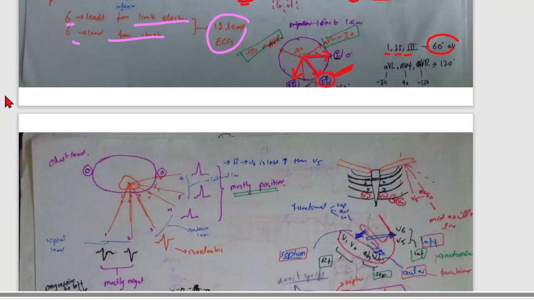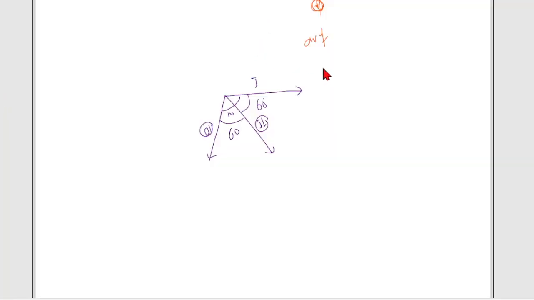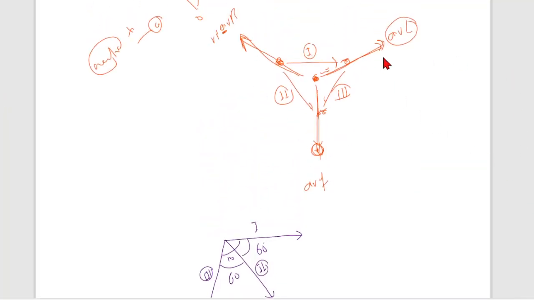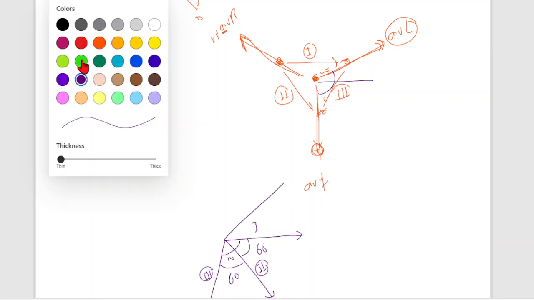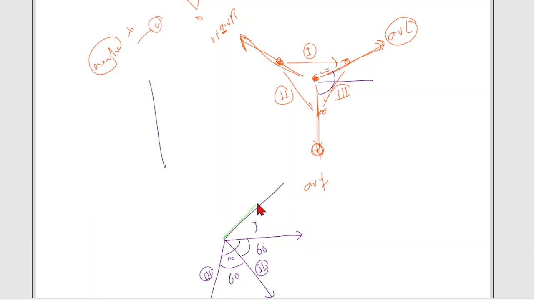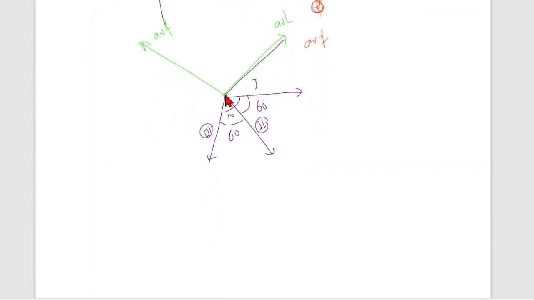Now we will move again. Another thing is about AVL, AVF, AVR. So what is the angle between them? If you see, the angle is about 120 degrees. This is actually the AVL. On a different line we will draw AVL. This is AVL, here it is AVF, and this is actually the AVR.